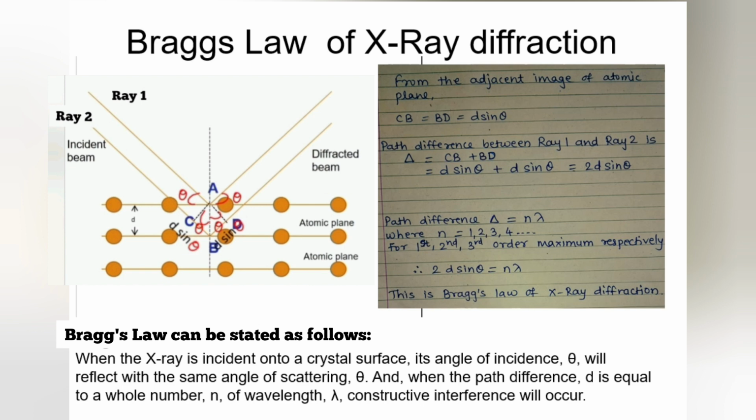Now path difference is represented by n lambda as well. So here you can see n lambda is equal to 2d sine theta. They have just equated the two equations, and after getting equated, these two equations give the formula n lambda equals 2d sine theta.